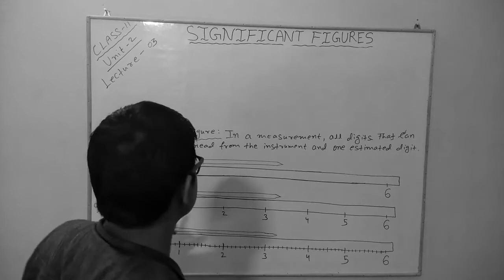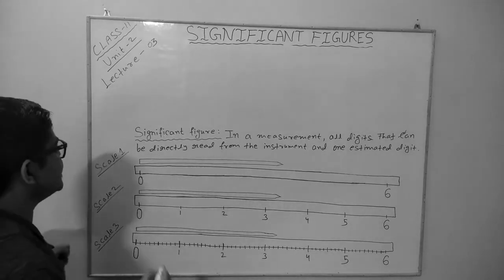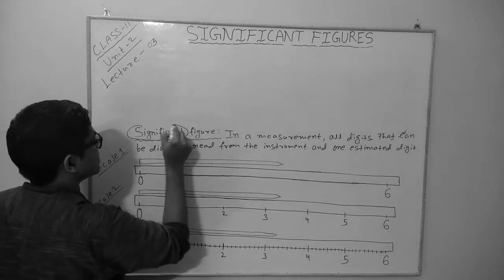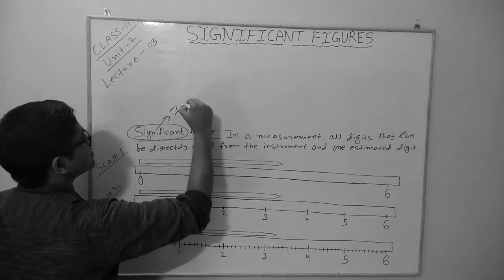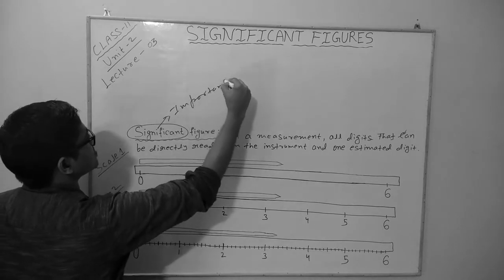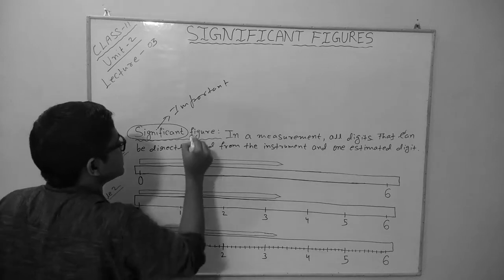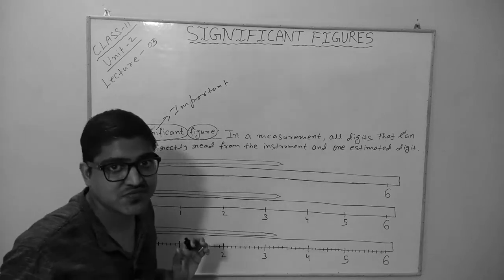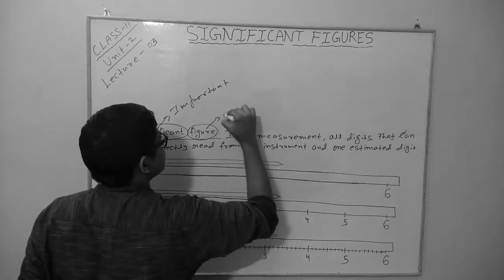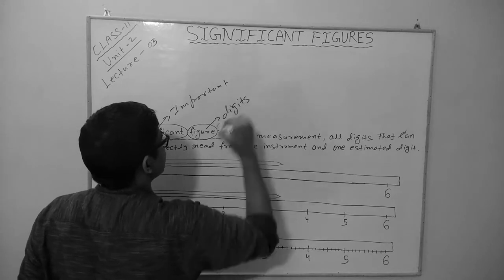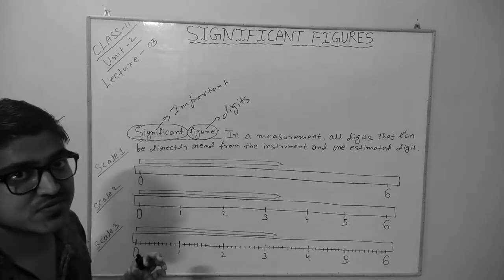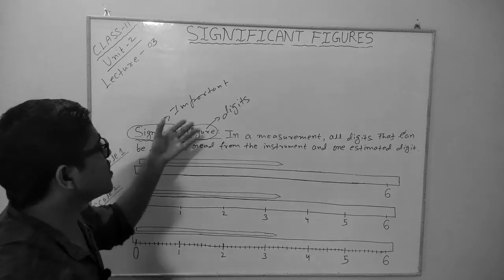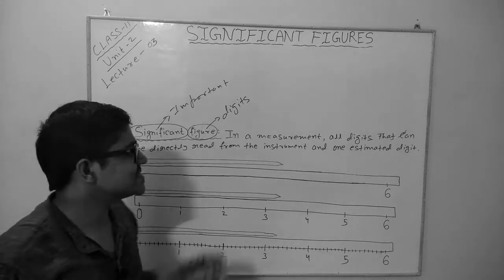Let's talk about the concept of significant figures now. Significant means important, and figure, in this case, does not mean a number like 36. In this case, figure means digits, the digits in any measured value. So important digits in any measured value, that is significant figures.